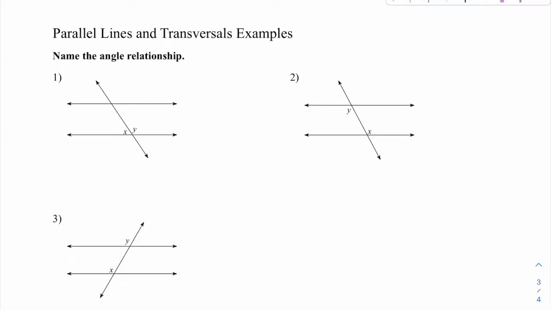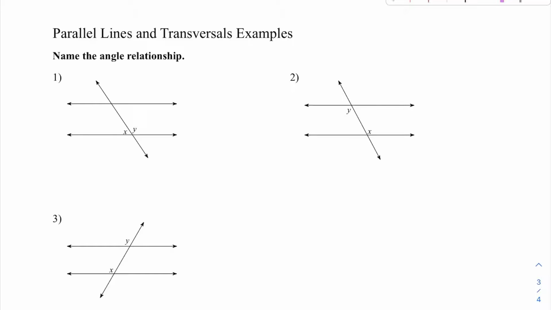The first few examples say to name the angle relationship. So you are going to name it as linear pair, vertical, corresponding, alternate interior, alternate exterior, same side or consecutive interior, and same side exterior. So you have to look at the position of the angles and the relationship that exists between them.